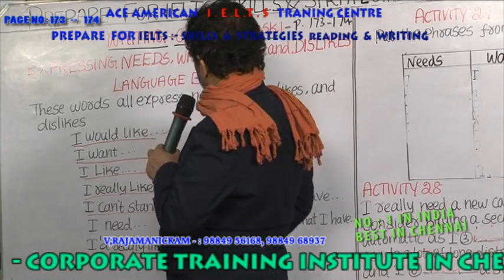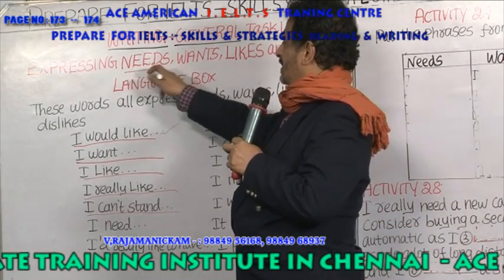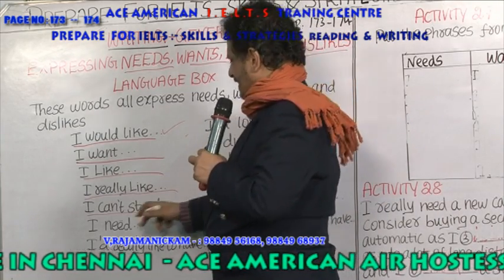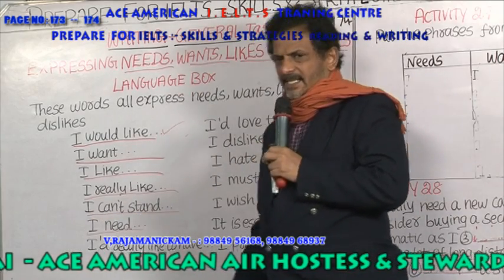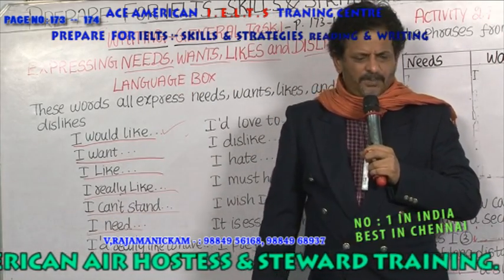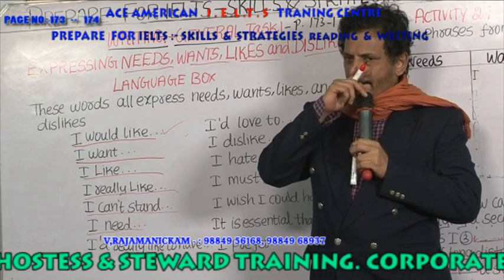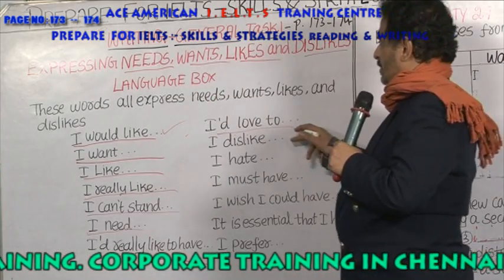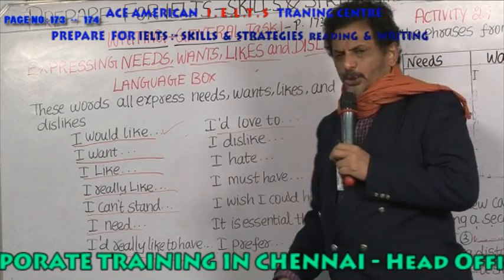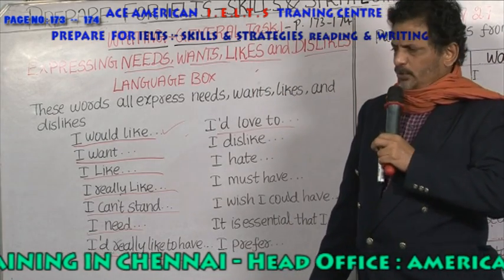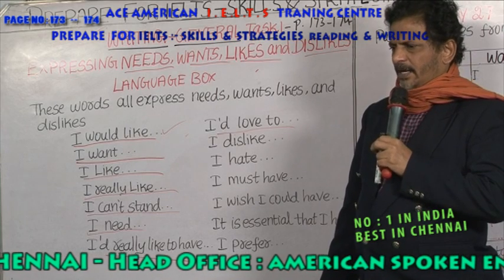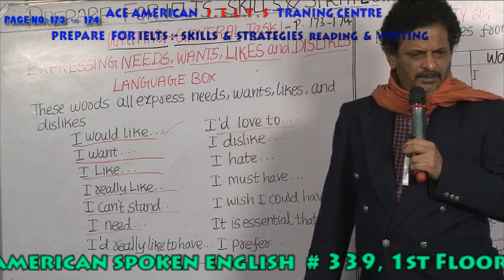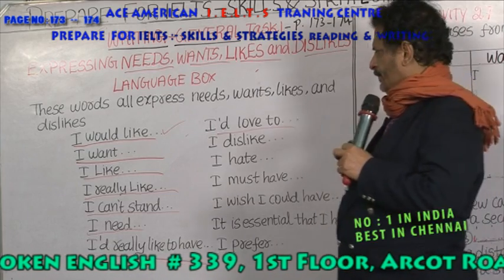So I would like, what does it come under: needs, wants, likes or dislikes? I want, I like, I really like, I can't stand, I need. It comes under needs. I need a laptop, something like that so that I can make use of it. I would really like to have, oh, this is a very strong word, I would love to. I have completed my project. I would love to take a holiday. I would love to have a break. I would love to.